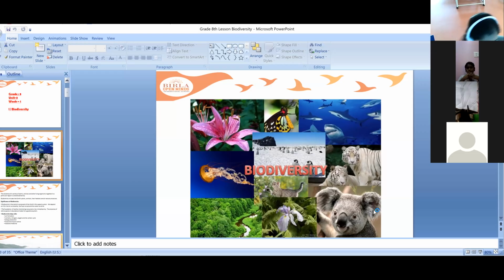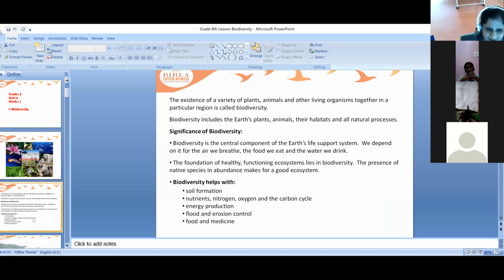I repeat once again, the existence of a variety of plants and animals and other living organisms together in a particular region is called biodiversity. Means forest means biodiversity only, ma'am. Not only forests, each and everything is included in that. Even a single minute organism also, even the animals which are living in the oceans, aquatic marine animals also, they too have the ecosystem there, isn't it?